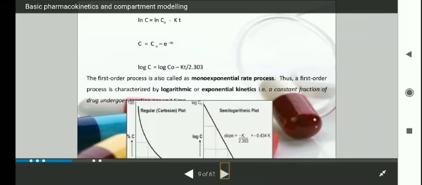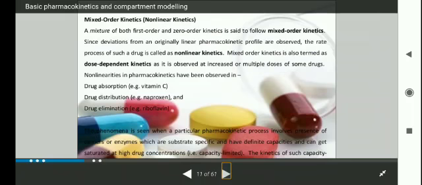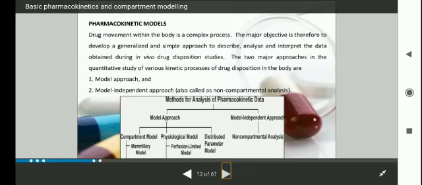This is semi-logarithmic and Cartesian plots depending upon the half-life and all. And mixed order, that is non-linear pharmacokinetics or non-linear kinetics, that is first order and zero order kinetics. This is also again dose dependent kinetics, which is non-linearities like that can be observed regarding this ADME phenomena. Okay, and these all are not that much important.